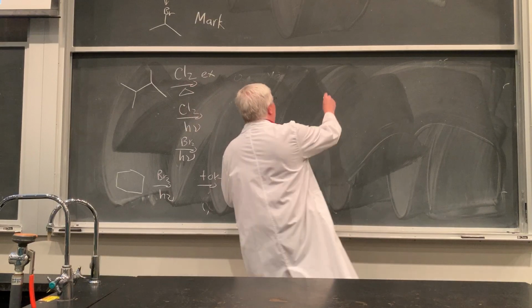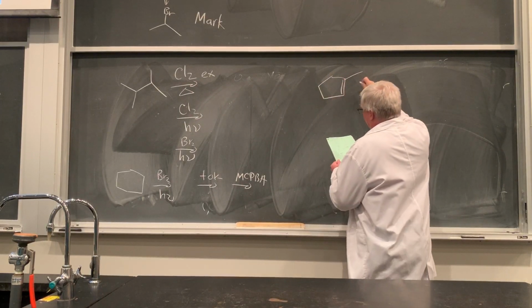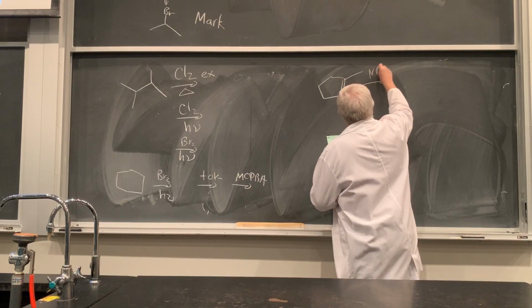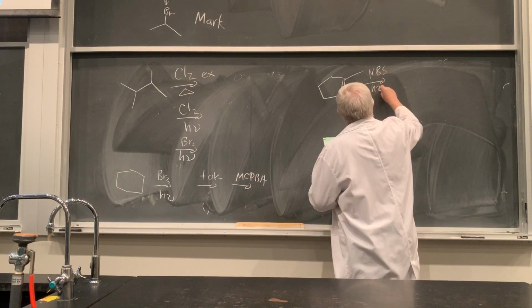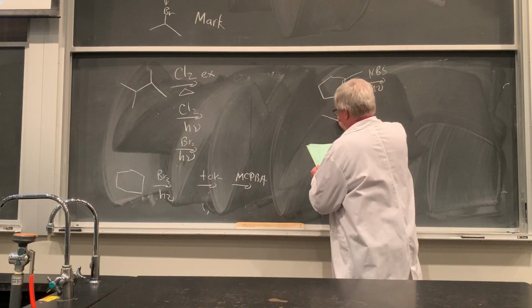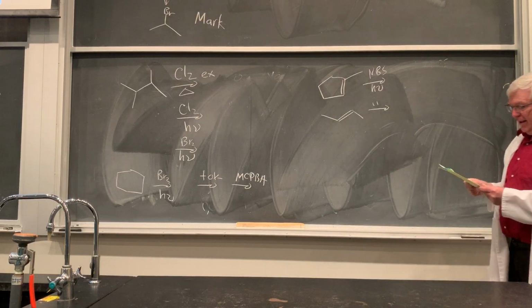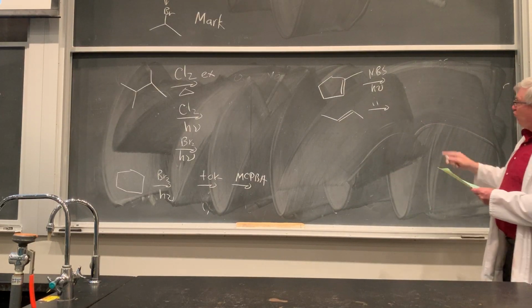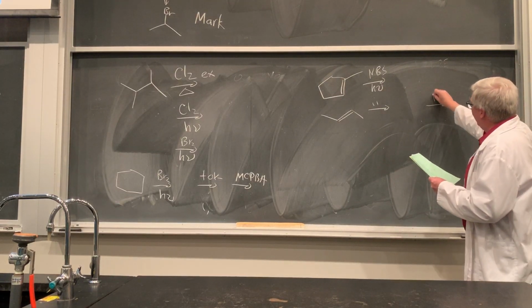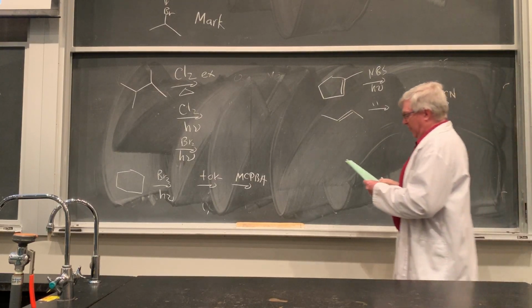And what about this one? Let's do cyclopentene, methylcyclopentene, NBS, and light. So this is the reaction from today. Let's see how we're doing on that. And let's do this one, same conditions, but with 2-butene. And let's take that and react it with sodium cyanide. So another multi-step thing here.